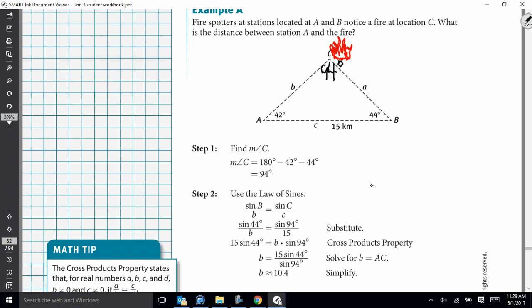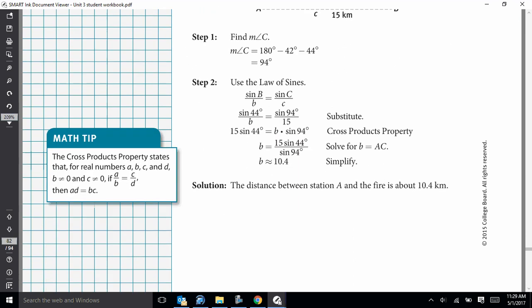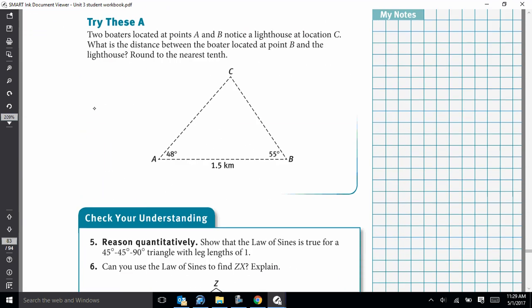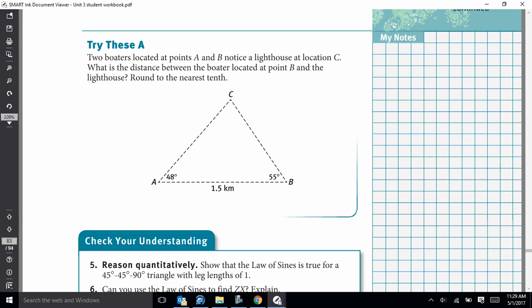All right, so are you ready to do one together? All right, let's do it. Now we're going to focus on boaters. Boaters are located at points A and B, and then there is a lighthouse at C. So what is the distance between the boater located at point B and the lighthouse? Round to the nearest 10.